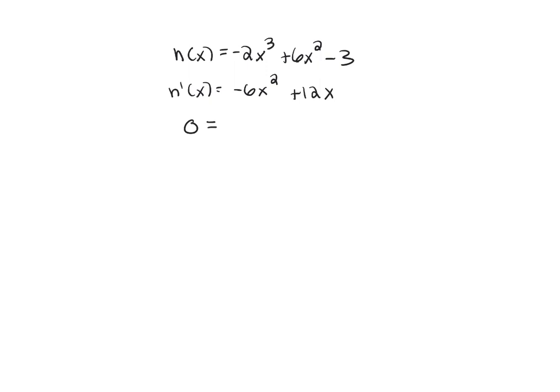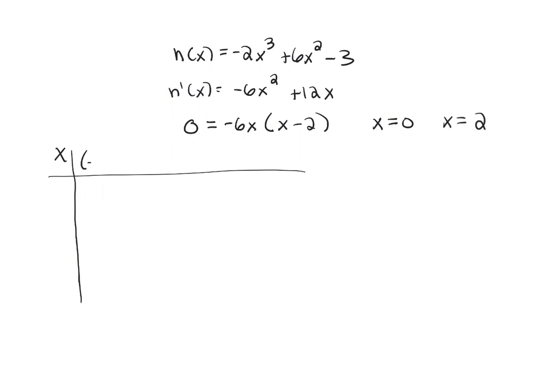Okay, last example, h of x. This time I'm giving you the original function, not the derivative: h of x equals -2x to the third plus 6x squared minus 3. So let's take the derivative, -6x squared plus 12x, and set it equal to 0. I'm going to factor out the GCF here. So critical points at x equals 0 and x equals 2.